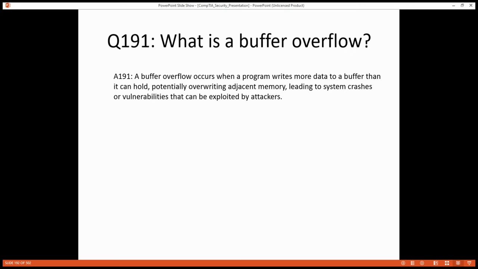Q191. What is a buffer overflow? A191. A buffer overflow occurs when a program writes more data to a buffer than it can hold, potentially overwriting adjacent memory, leading to system crashes or vulnerabilities that can be exploited by attackers.